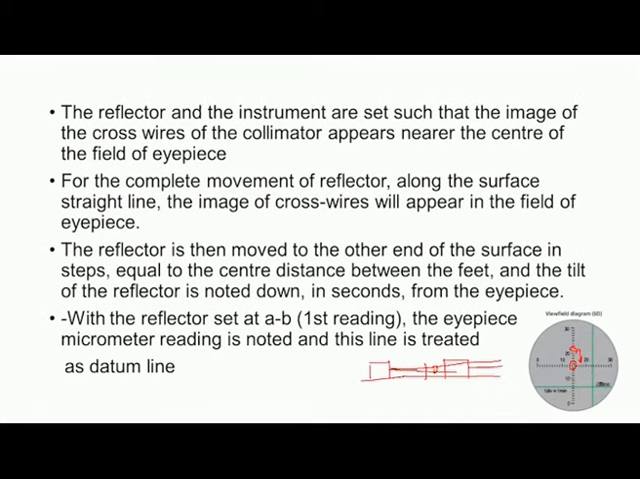Now, you can see here, initially, this is the surface, and this is location A and this is location B. We have to keep the reflector here, and then take the reading. That is, with the reflector set at AB, this is the first reading, the eyepiece micrometer reading is noted, and this line is treated as the datum line. With respect to this datum line, all other readings are taken.